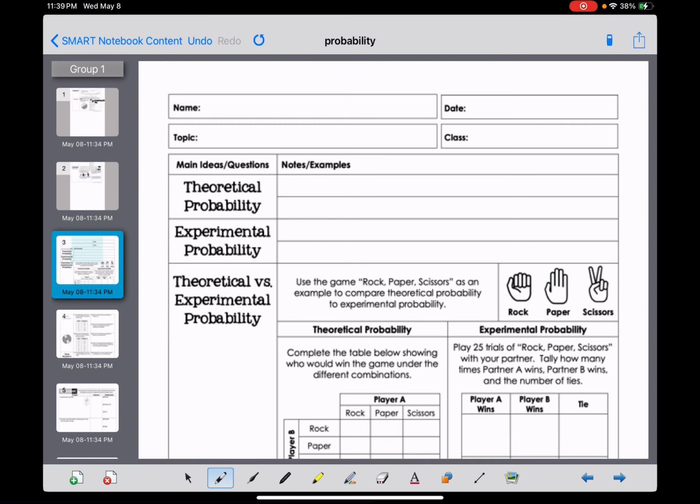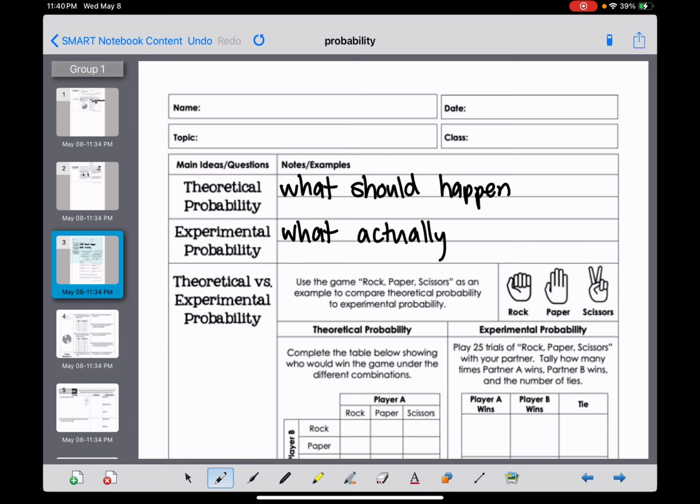So there are 2 different types of probabilities. We have theoretical and we have experimental probabilities. So theoretical is what should happen, and experimental is what actually happens. Okay, so theoretical is just theoretically what will happen. Experimental, you're actually doing that experiment, so it's what is actually happening. They might not be the same. So that's a good thing to keep in mind.